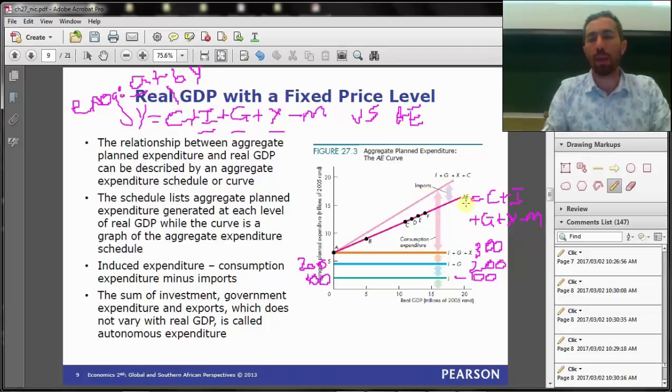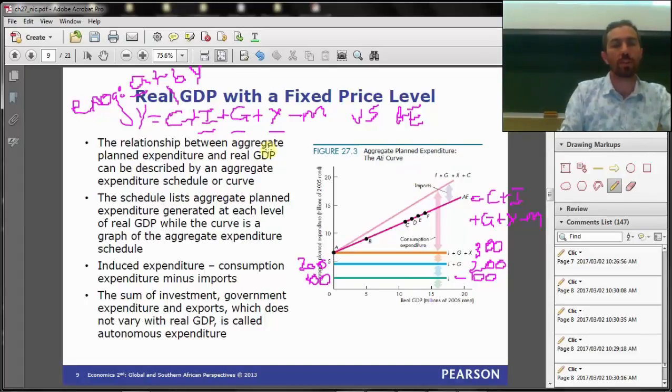For now, are you happy that aggregate expenditure C plus I plus G plus X minus M, if I'm going to plot aggregate expenditure against real GDP, I'm going to have an upward sloping function? Everyone happy with that idea? Cool.